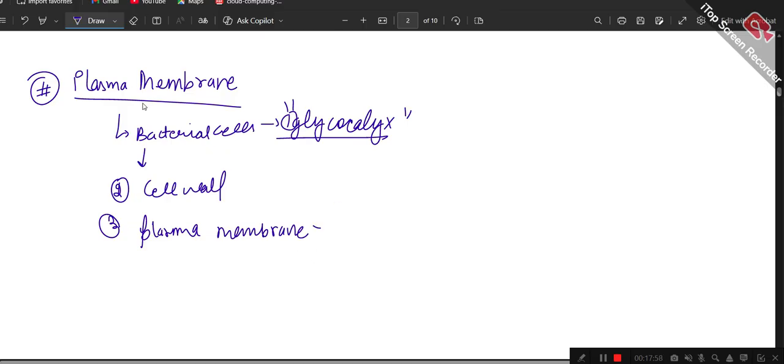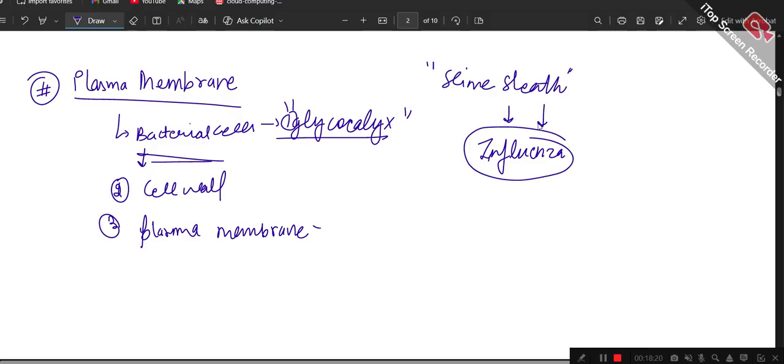So these are the three layers in the case of a bacterial cell. Some of them also have a layer which is called a slime sheath. This is very important in the case of what we call influenza virus. Influenza virus also has a slime sheath which protects it from our immune system. That's why we catch cold all the time. Our immune system cells cannot remember that. So yes, you can put this here.